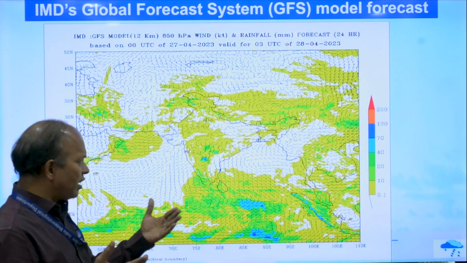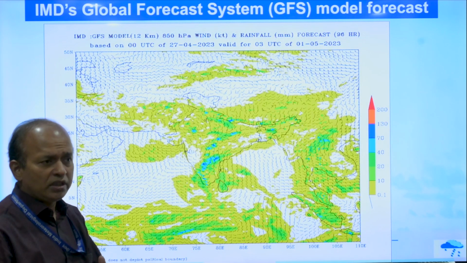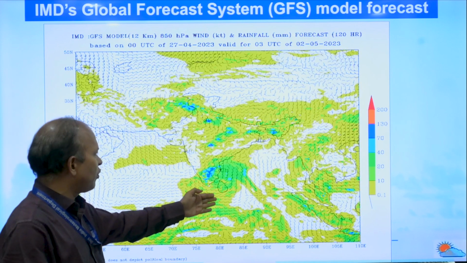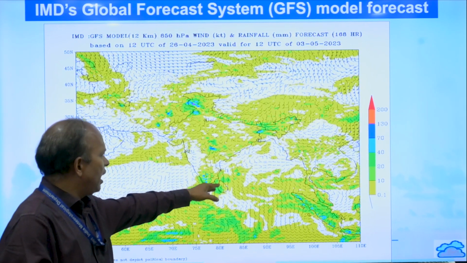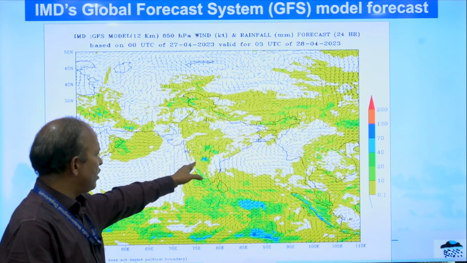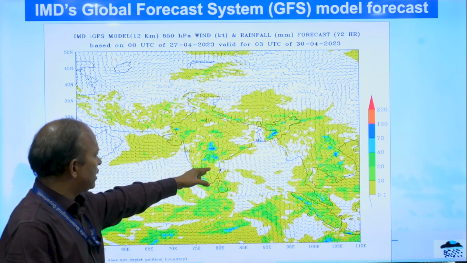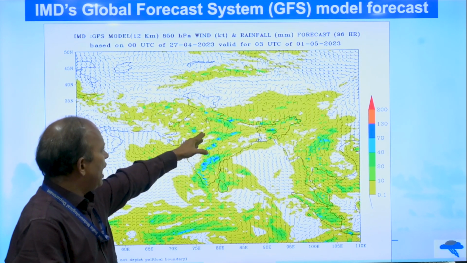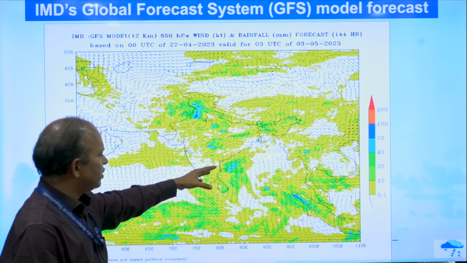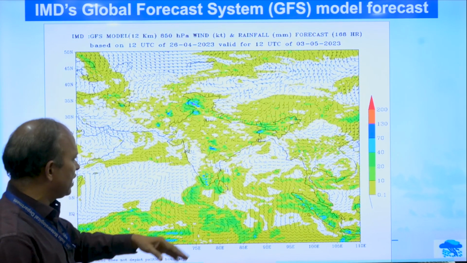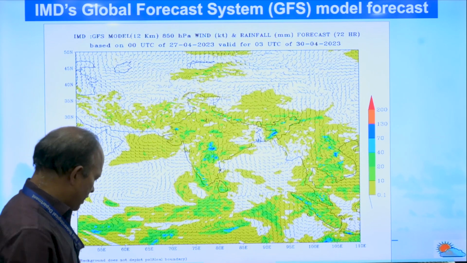And this is our model, the different models we are running, starting from nowcasting to extended forecast models, and this is the model forecast for the next 7 days. Here you can see the rainfall and wind, and on the 29th and 30th we are expecting rainfall activity, also over the northwest part of the country. So our model forecast is indicating rainfall over many parts of the country during the next 7 days.